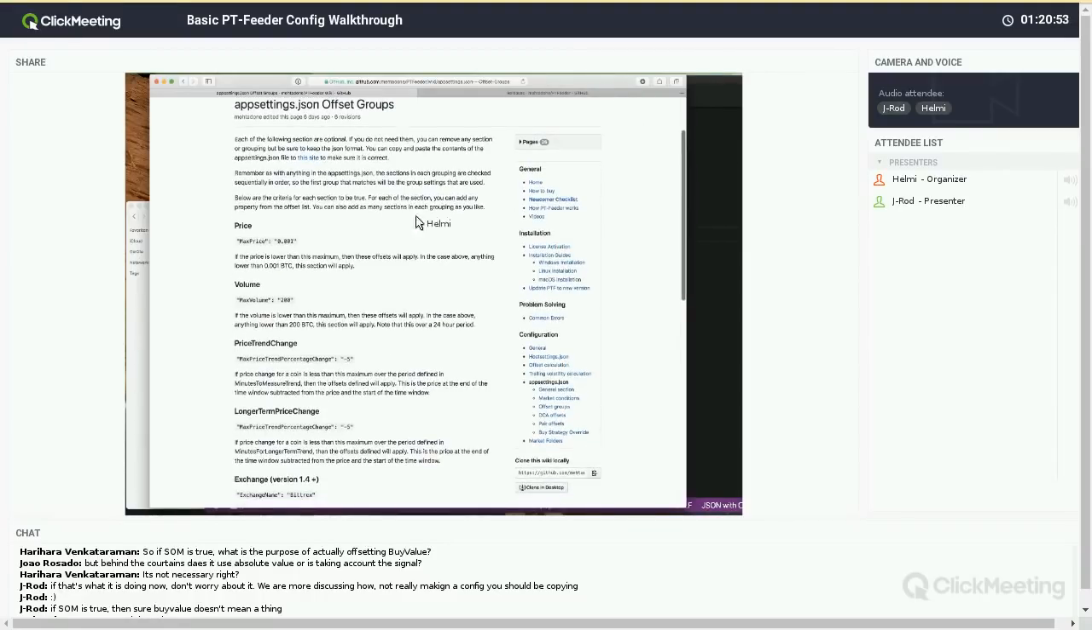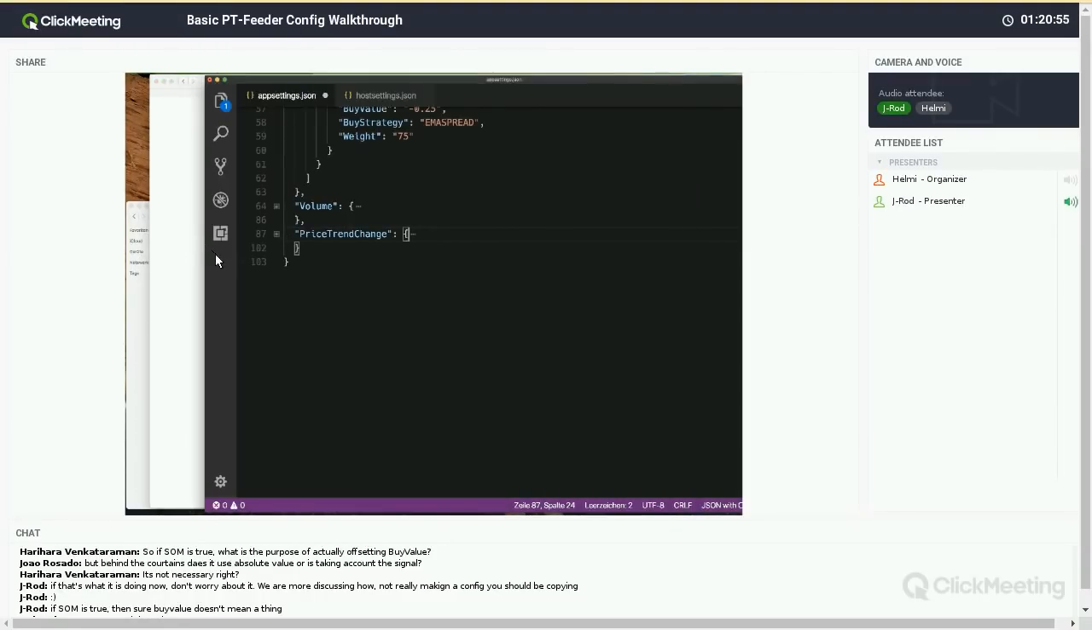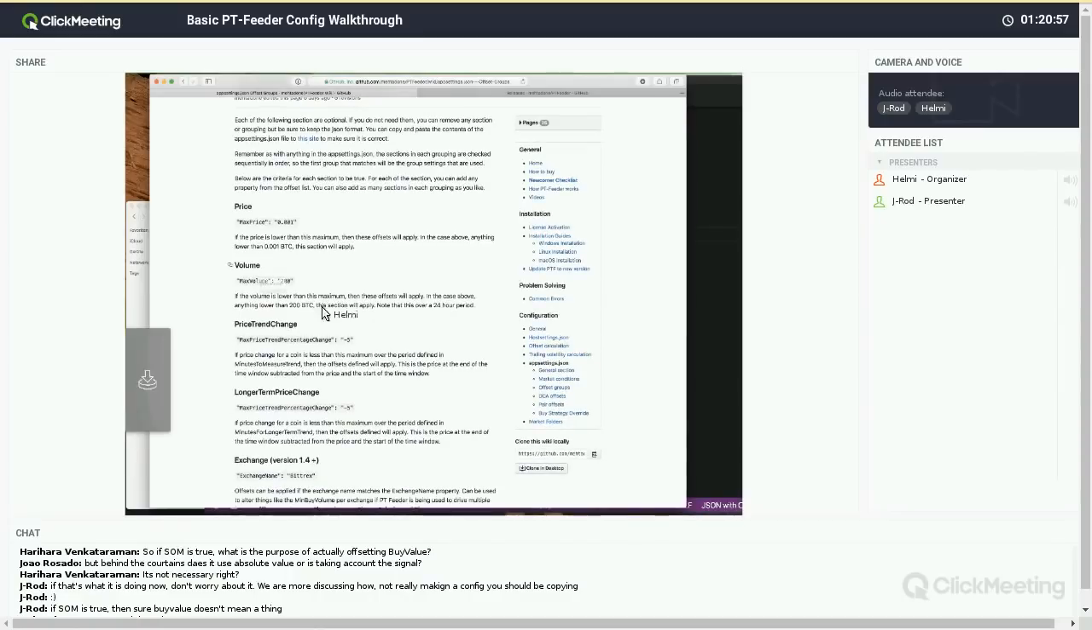Actually, we have volume and price trend change here. So those two that are described here are something we already have covered. We talked about the price before.